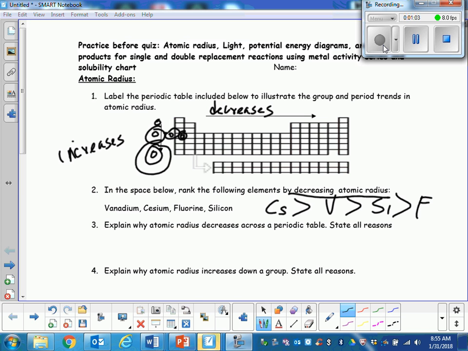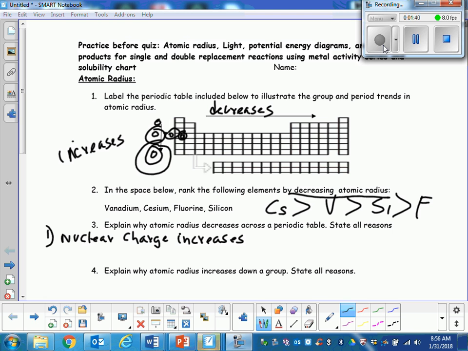Now, explain why atomic radius decreases across a period. Why does it become smaller as you go across a period? All right, what will you say? Yes, Claudia. So the nuclear charge of an atom increases while going across it. Since there's more protons, they need a stronger pull because it's like a magnet. So the protons pull in the electrons, therefore making the radius smaller since there's more of them.